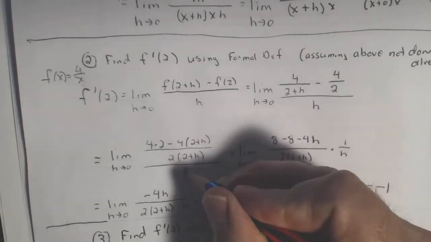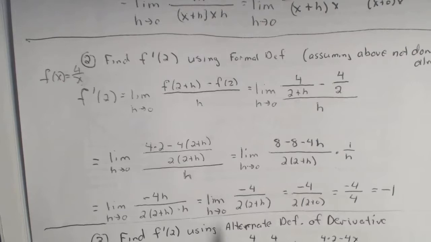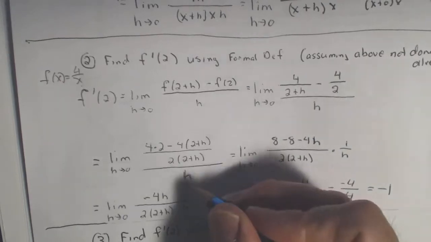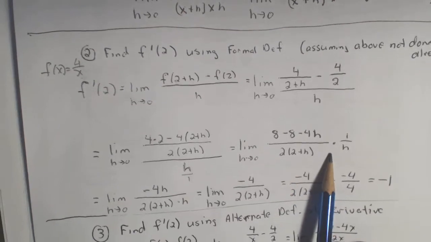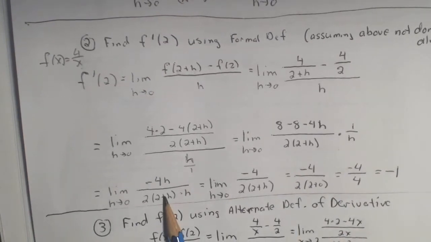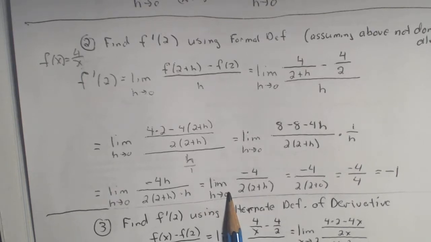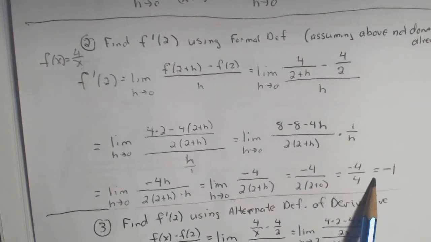You can't read this. This is an h right there, which last time I made h over 1, so I'll be consistent. This is going to come down to here, and now I can cancel my h's, and I can plug my 0 in, and I get -1 for the answer.